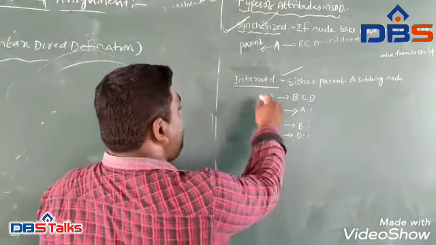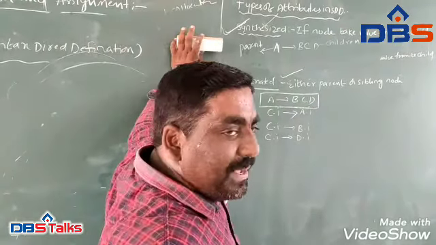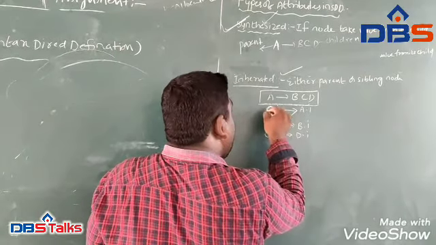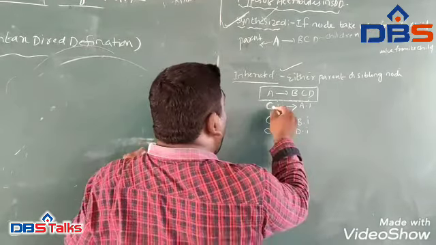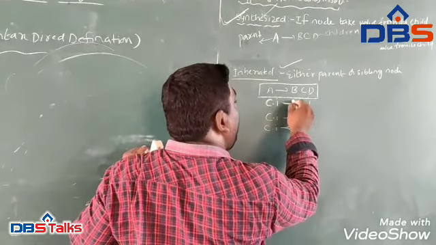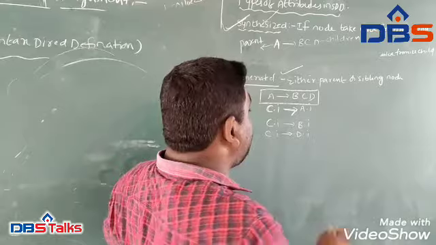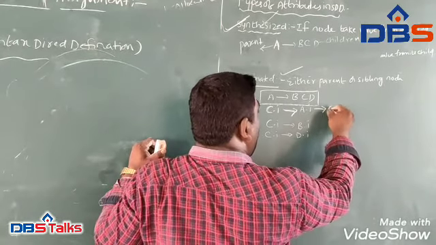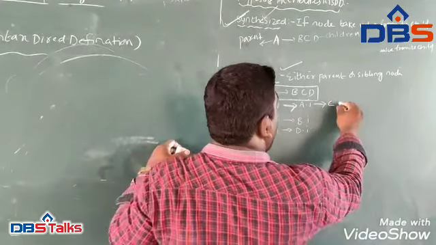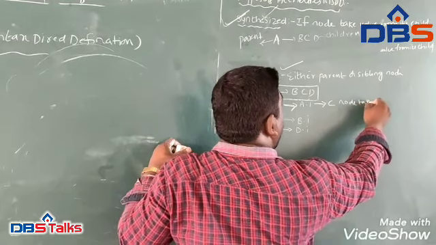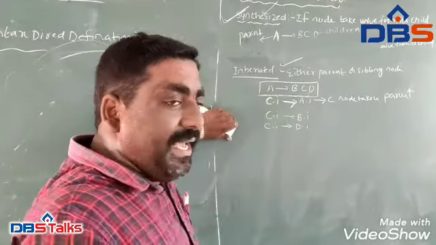See here, if you take the same example, A produces B C D. Here A is a parent, B C D are the children. C is a child. C dot I produces A dot I. Here A is a parent. That means here C is a node that takes value from its parent.